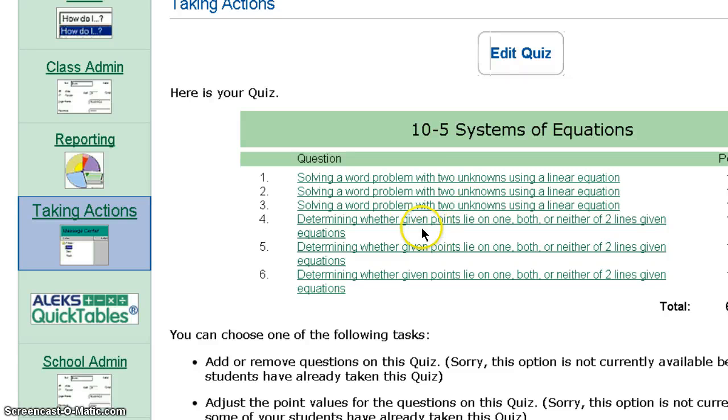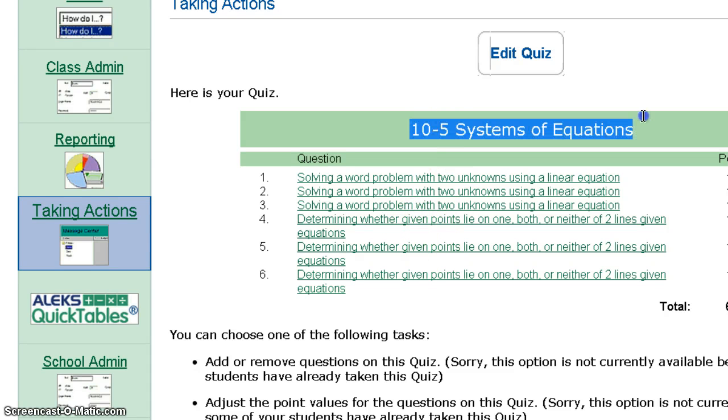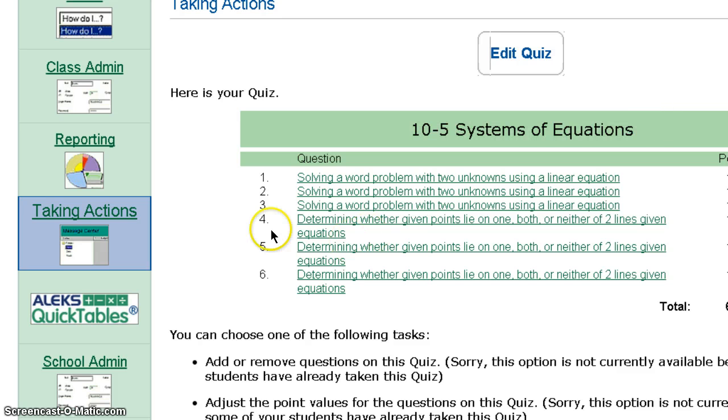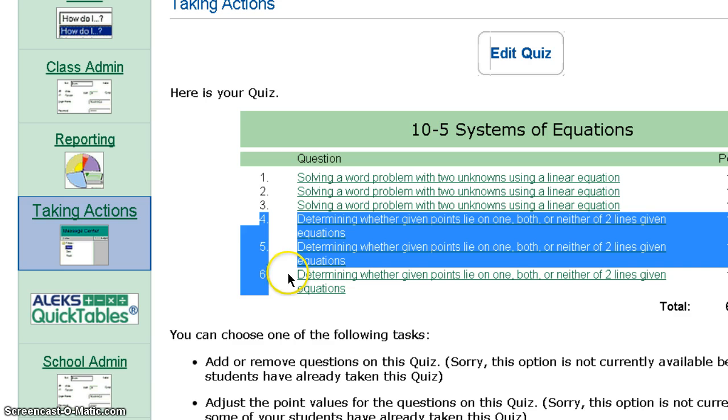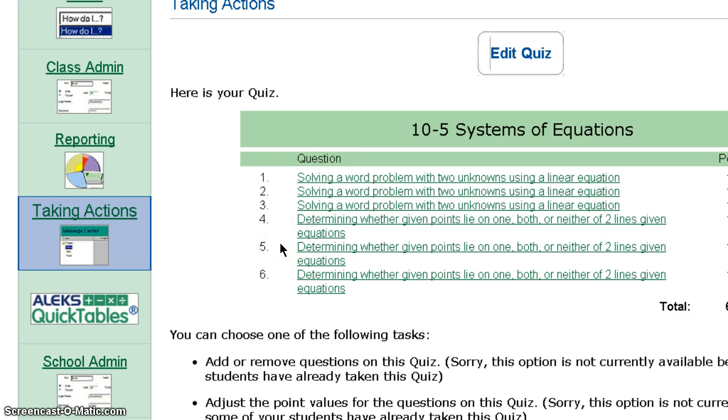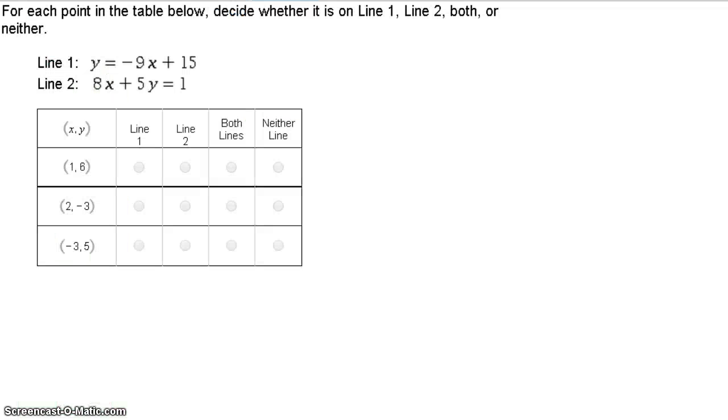Hello everyone, here is another video on the same exercise 10-5 systems of equations. So this video will be talking about question number 4, number 5, and number 6. They're all pretty much the same type, and I will go over two examples with you guys in this video. Alright, so let's get started.